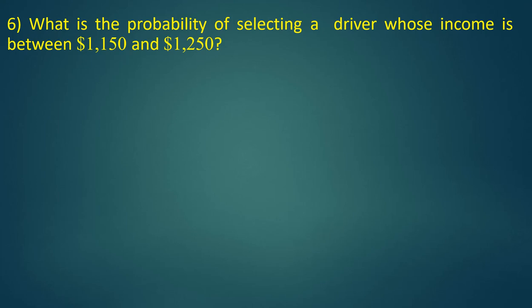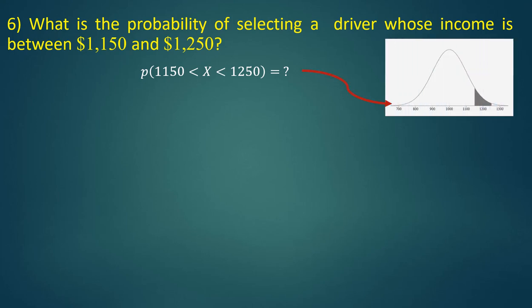And the last question, we need to find the probability of selecting a driver whose income is between $1,150 and $1,250. So here are the steps. We write the question in math way. In this case, we need to find the area on the right side of the graph, subtended by the values 1,150 and 1,250. Starting from the inequality in x, we subtract the mean to get 150 on the left side and 250 on the right side.